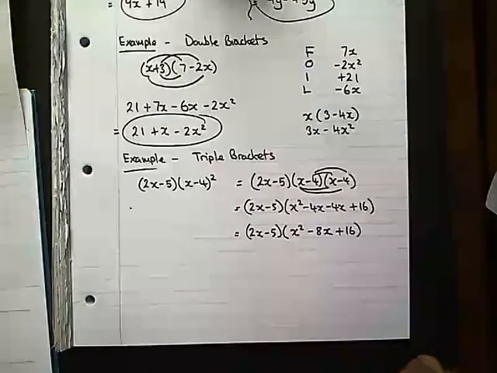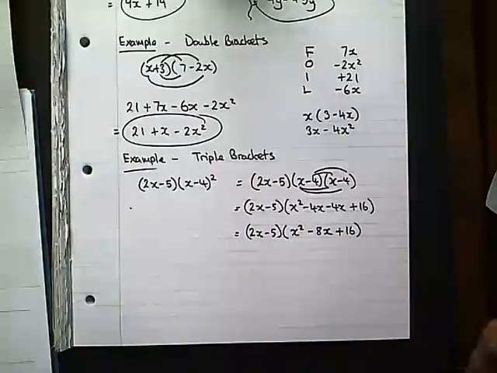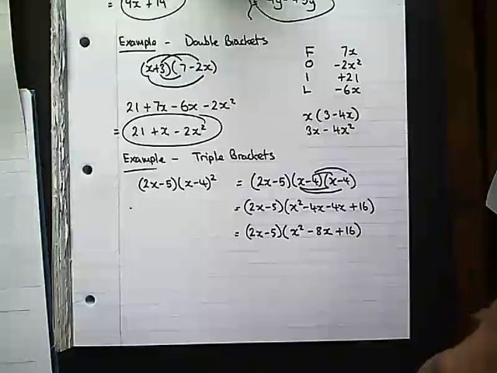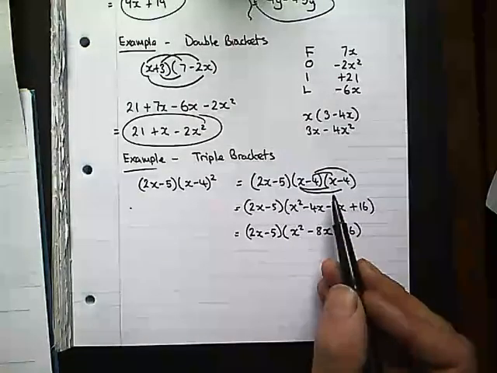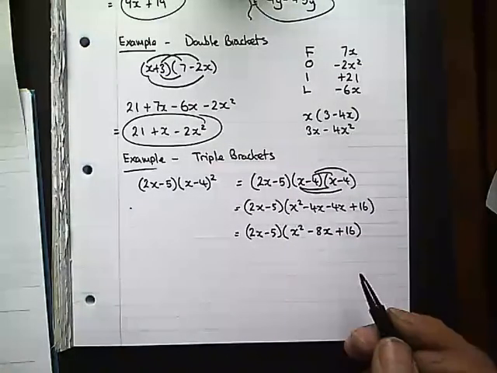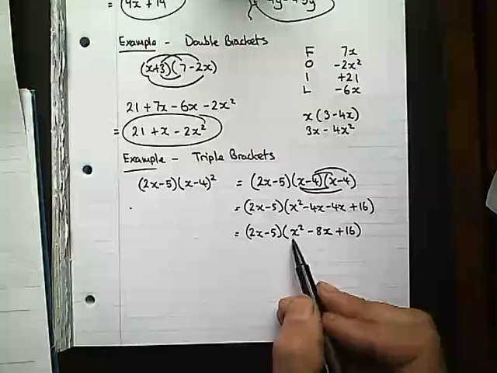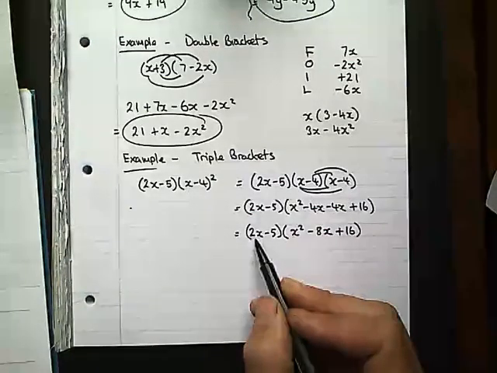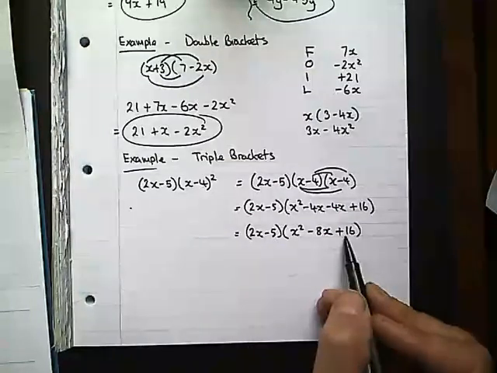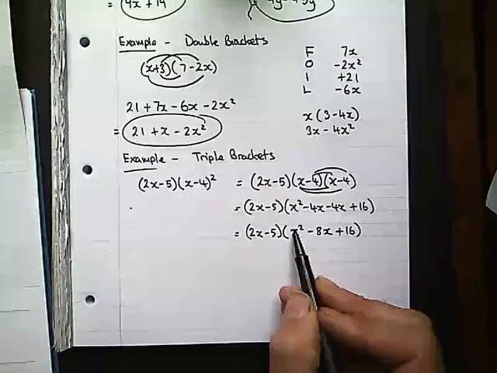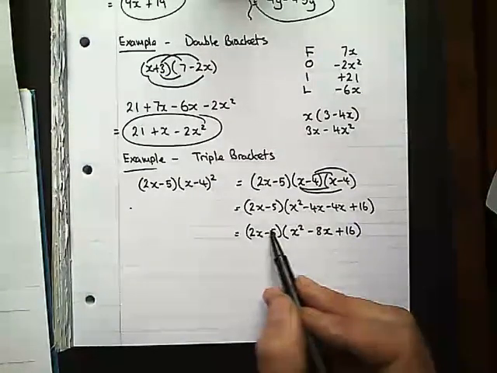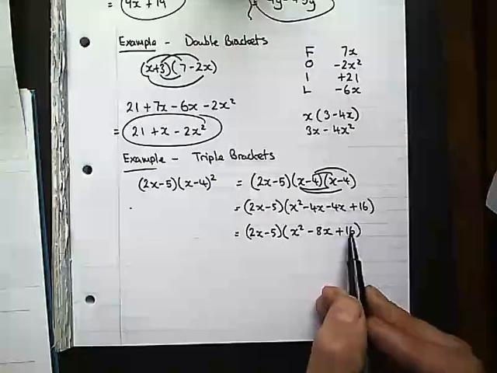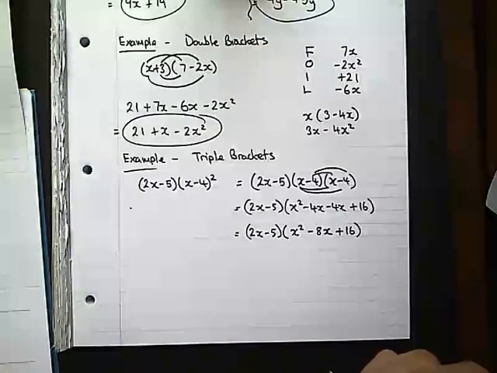Now, I recommend going to grid method for this because there's going to be so many different arrows, it's quite easy to make a mistake. But if you're happy to go with the arrows, doing like what we did here with FOIL, then you crack on, you do it that way, that's fine. But it would be 2x times x squared, 2x times minus 8x, 2x times plus 16. Then minus 5 times x squared, minus 5 times minus 8x, and then minus 5 times 16. And then you add and subtract all the terms and simplify.